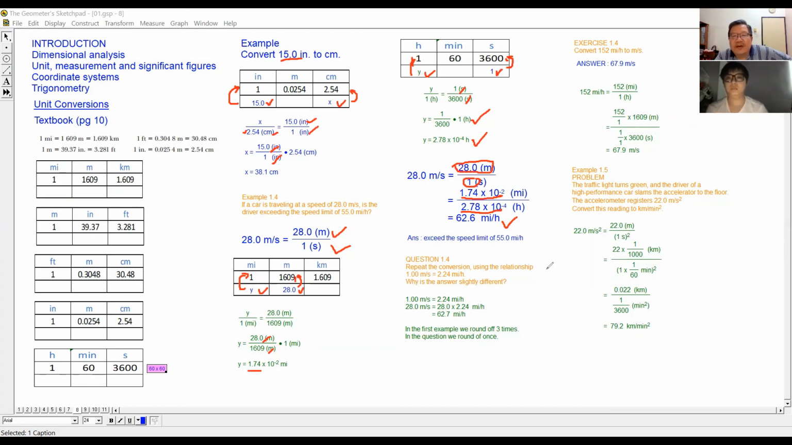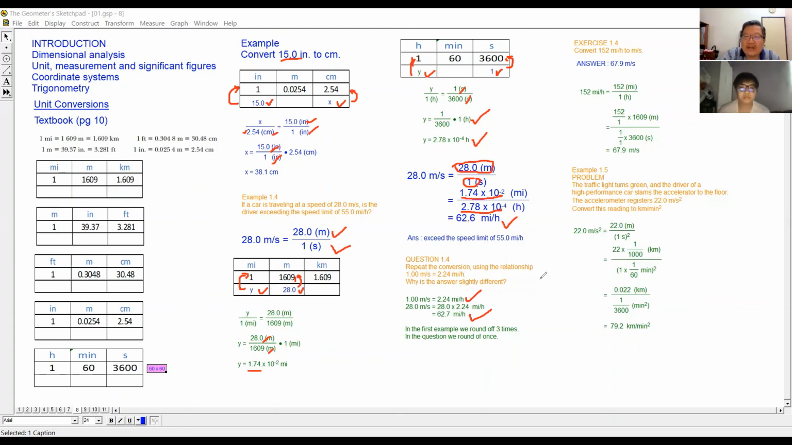Repeat the conversion using the relationship 1 meter per second is 2.24 mile per hour. Why is the answer slightly different? Straight away they tell us the conversion: 1 meter per second is 2.24. For 28, you just take 28 multiply by 2.24. This part is given. Then they want us to convert 28, so I just multiply with 28 and I have 62.7. And earlier we got 62.6.